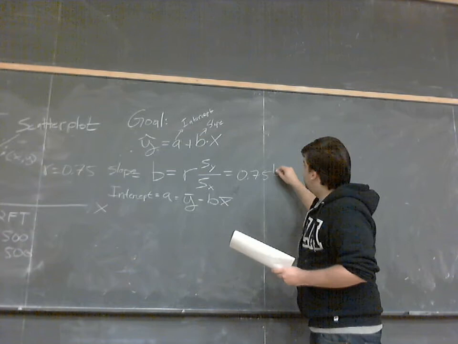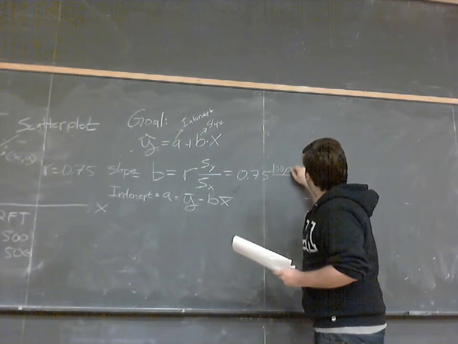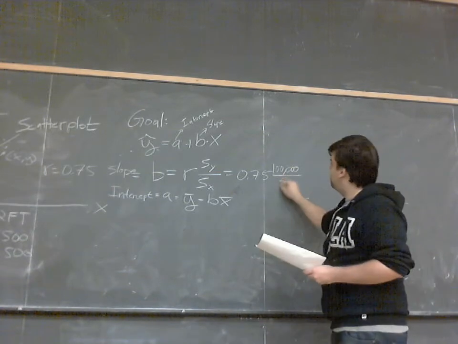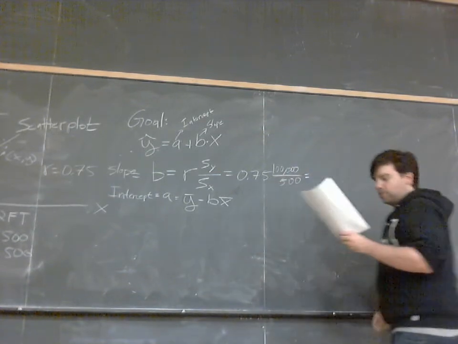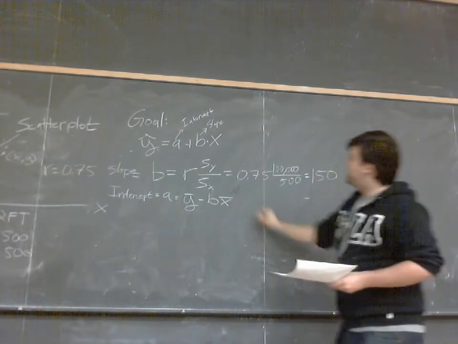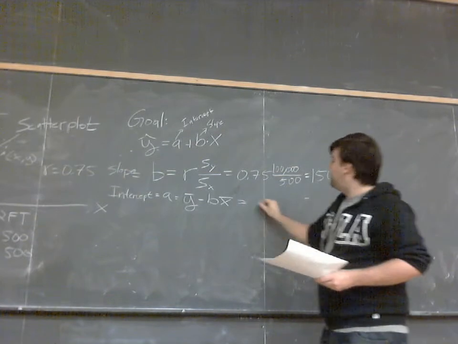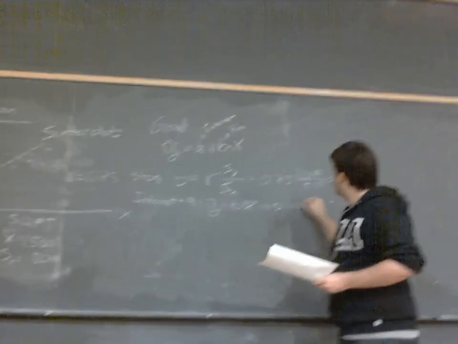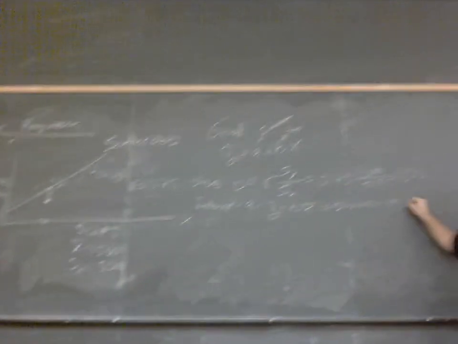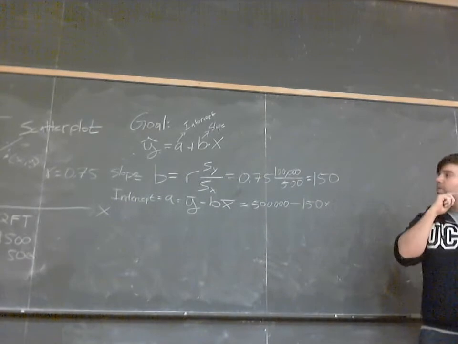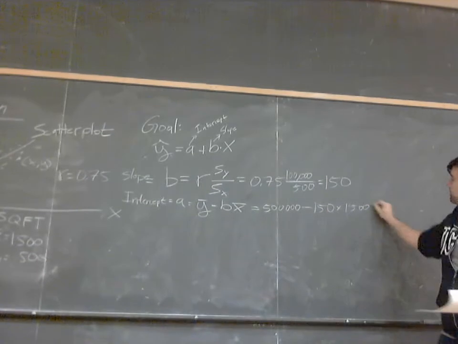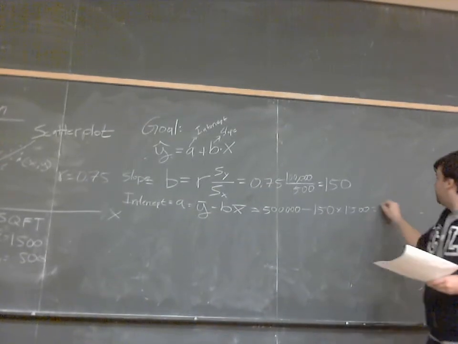Standard deviation of y then is 100,000. Standard deviation of x is 500. We have a slope of 150. Let's find the intercept. The average y was $500,000, minus the slope we just computed, 150, times 1,500, the average of x. That gives me 275,000.